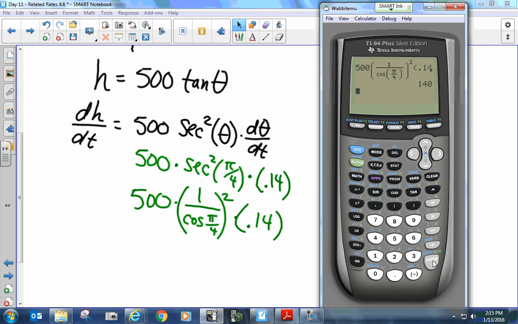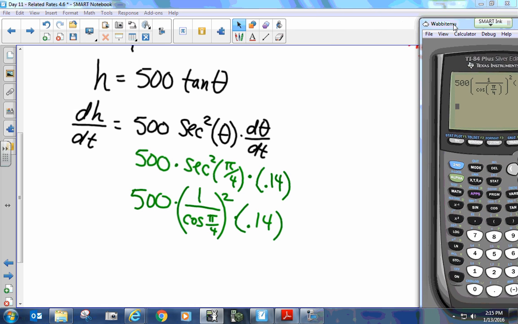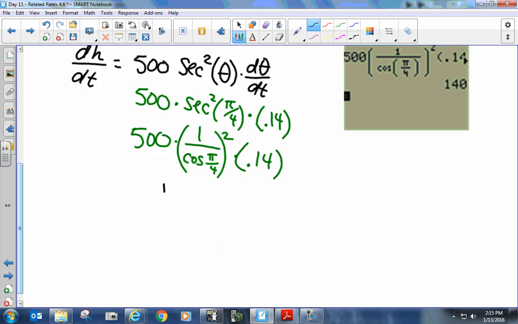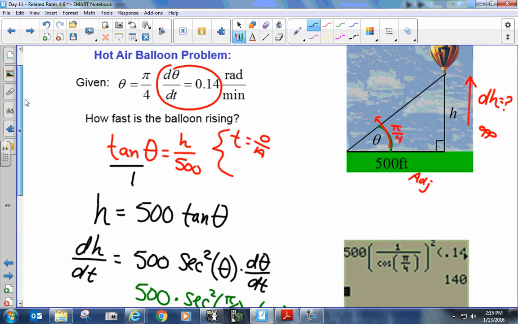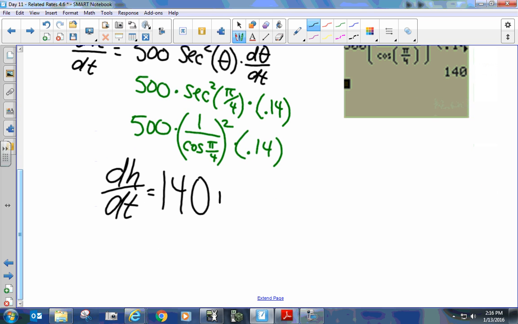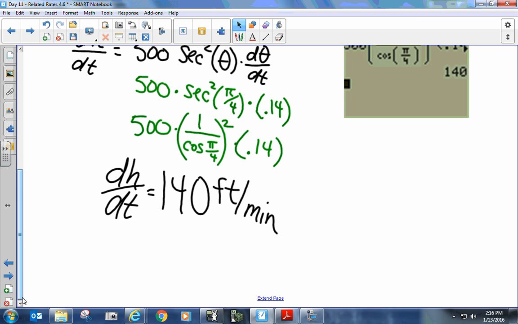140. That is the change in heights. But what is it? How fast is the balloon rising? Just 140 units per minute. Oh, what are our units? Right there. So it's 140 feet per minute. That means every 60 seconds you're going up another 140 feet.